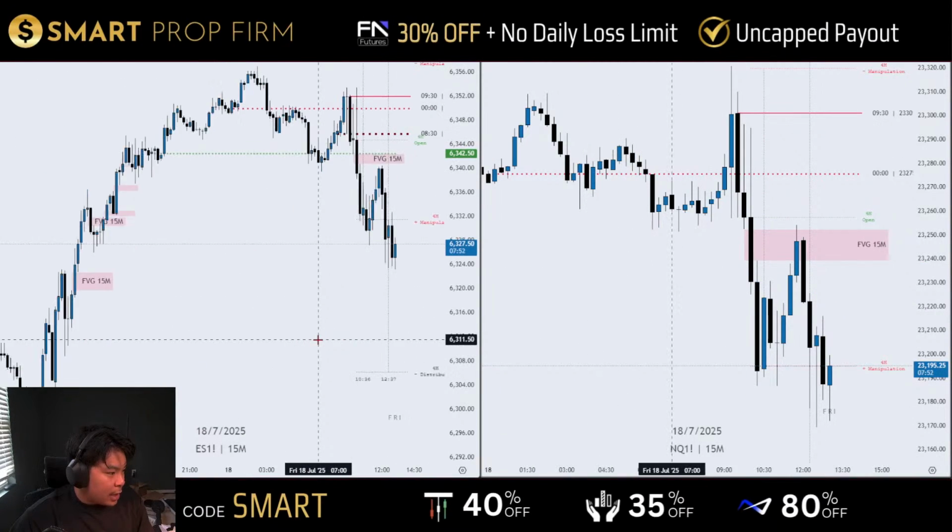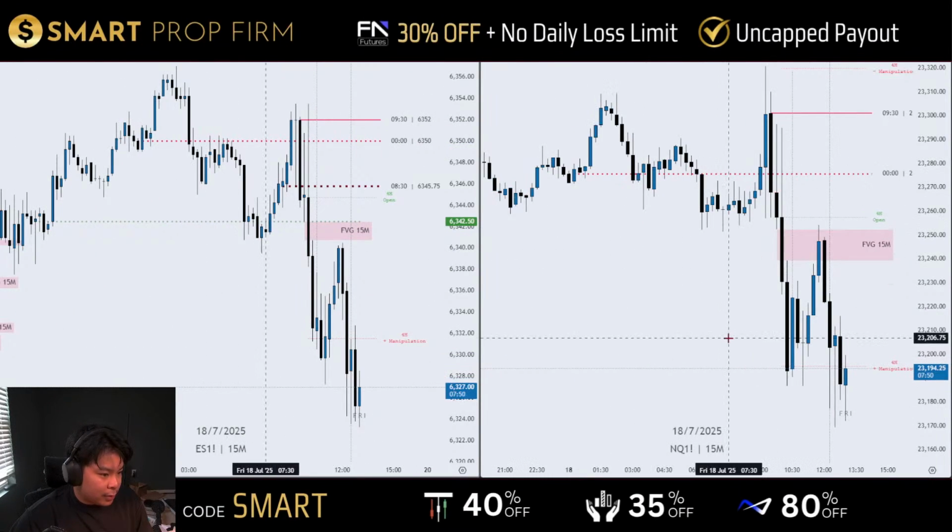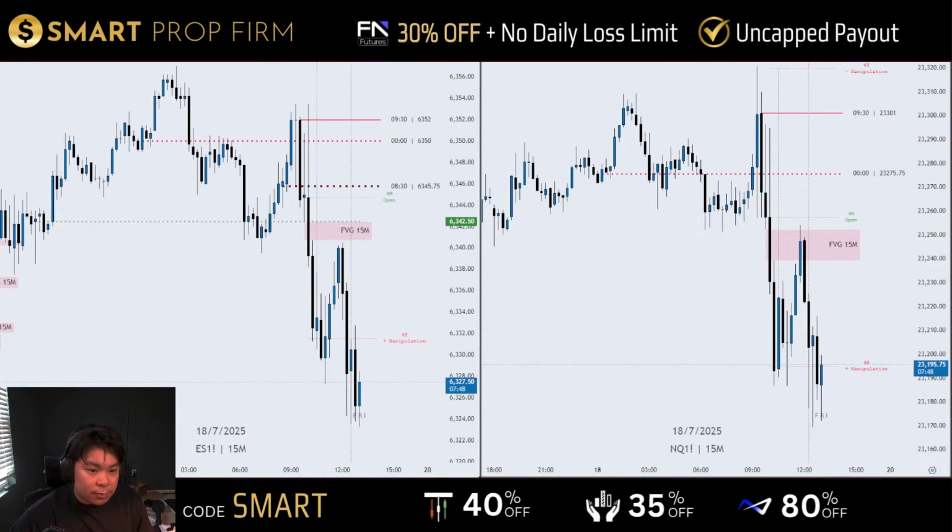I think all-time high price action is basically what's happening, and we're having the first retracement since that all-time high push during an overnight session.